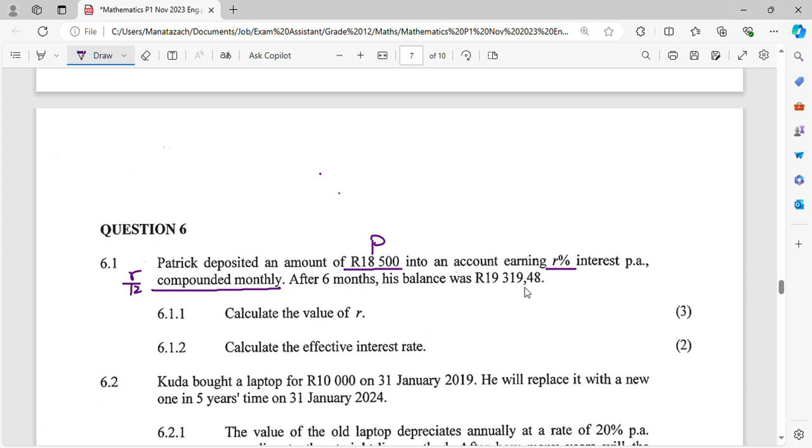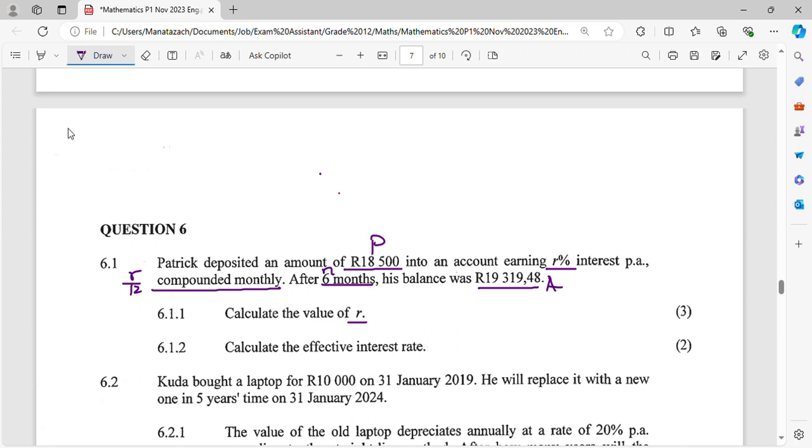The question continues to say, after 6 months, his balance was 19,300 rands. So this is going to be the future value, which is our A in this case. You'll notice that it's 6 months, so that is our N, the number of payments. The payments are happening monthly. The first question is: calculate the value of R.